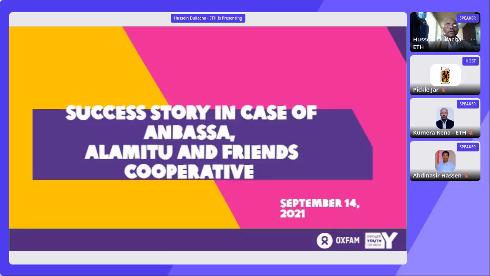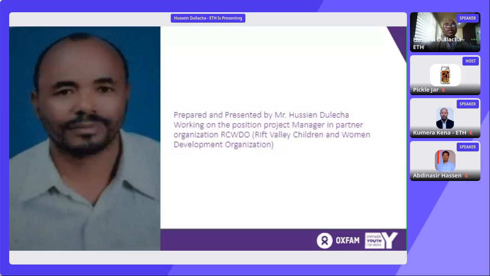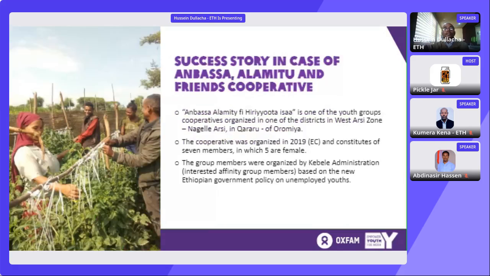Okay, thank you very much again. As a follow-up of previous presentations and testimonies, I am sharing the story of one of the loan guarantee fund users as a group. And these loan guarantee fund users are vegetable crop producers. And the name of the group is Anbassa Alamitu and Friends. And they are living in rural areas of Oromia, Ethiopia.